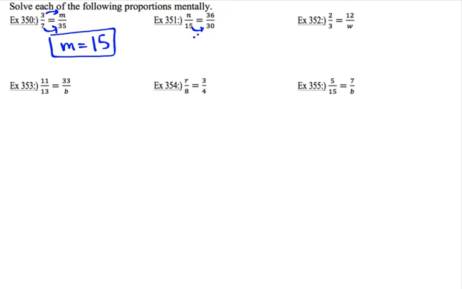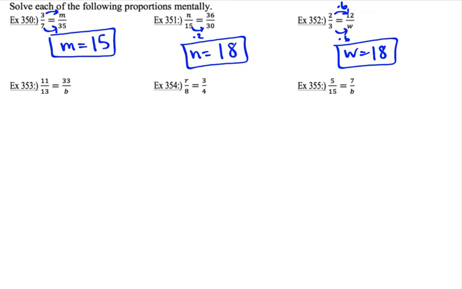Okay. N over 15 equals 36 over 30. I have to multiply 15 by 2 to get to 30. So n times 2 is 36. I'm going to take 36 divided by 2. So n is 18. Next one, to get from 2 to 12, I can multiply by 6. So 3 times 6 is 18. W is 18.